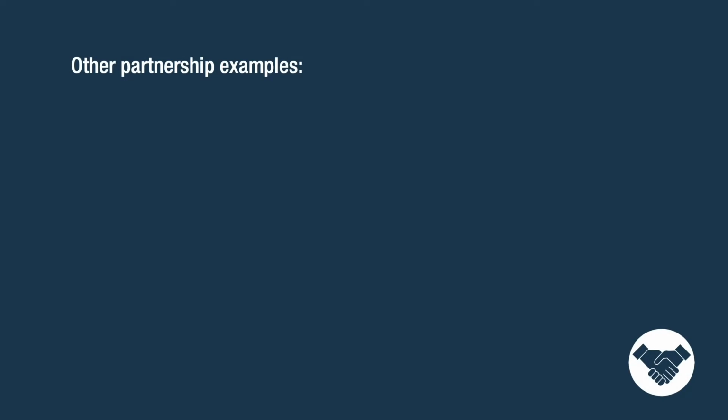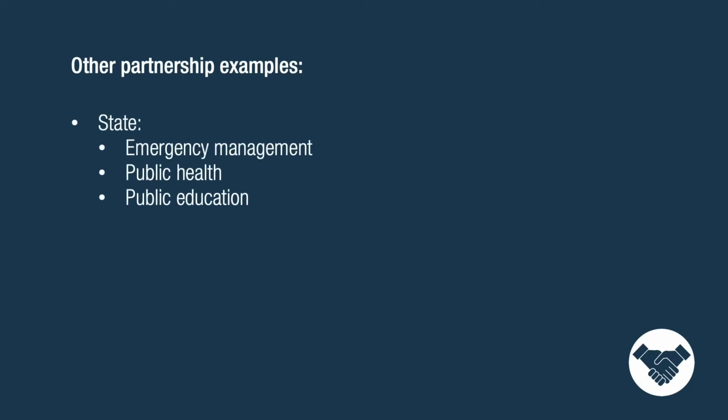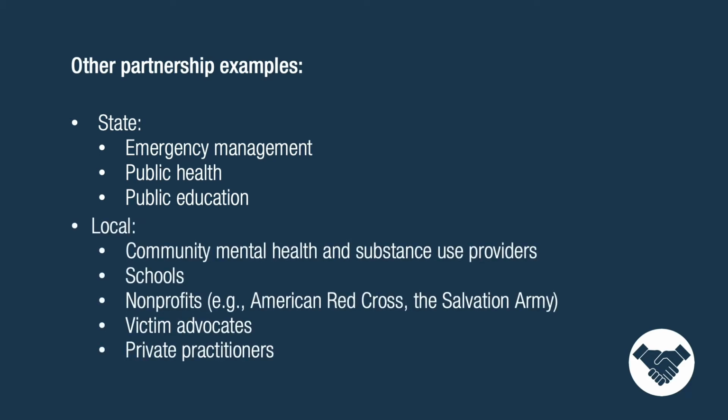At the state level, this may include pulling emergency management, public health, and public education into the process, as well as pulling in a wide range of potential non-governmental community leaders who also have a stake in disaster behavioral health. At the local level, this may include individuals from your local community mental health and substance use providers, and nonprofits such as the American Red Cross and Salvation Army, victim advocates, and private practitioners.